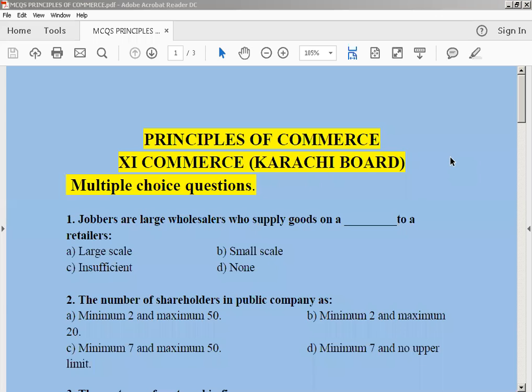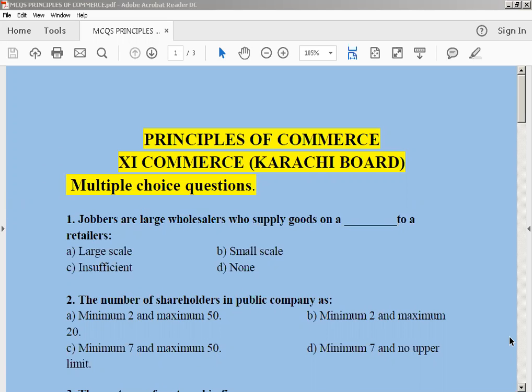Your first MCQs on your screen. Jobbers are large wholesalers who supply goods on cash to a retailer. Option A, large scale; small scale; insufficient; and none of the above. Then the second: the number of shareholders in a public company is. Option A, minimum 2, maximum 50. Option B, minimum 2, maximum 20. Option C, minimum 7, maximum 50. Option D, minimum 7, no upper limit. So these are your two MCQs.